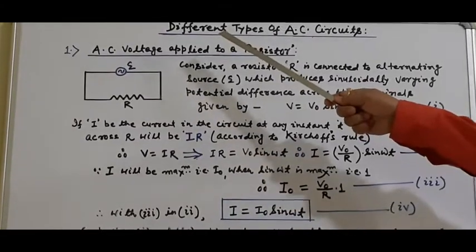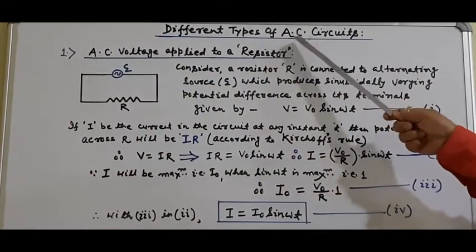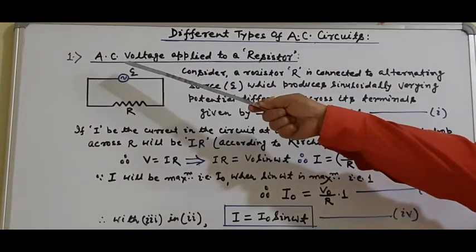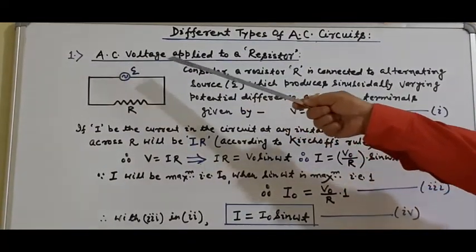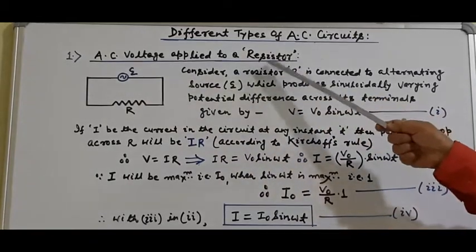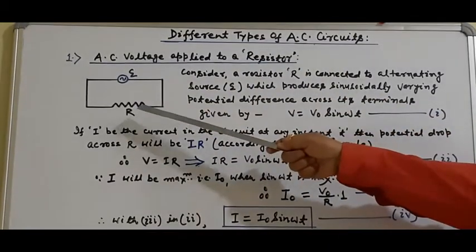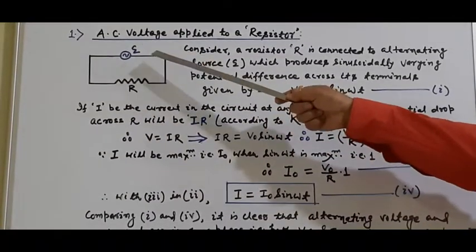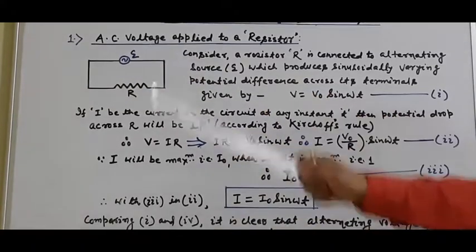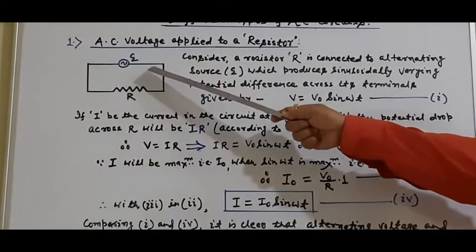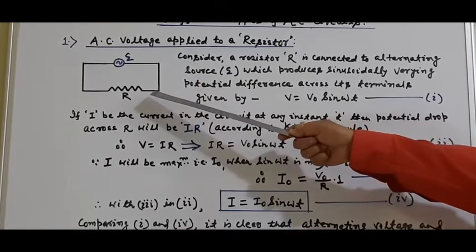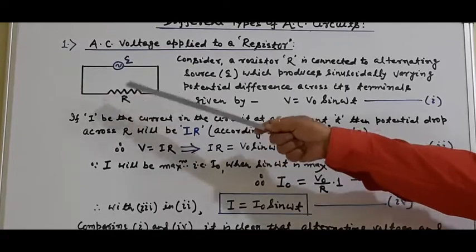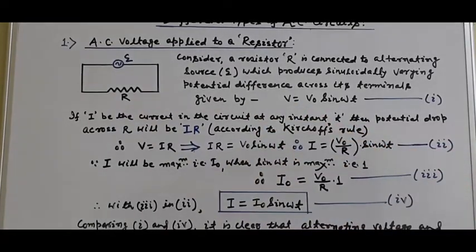Now we will discuss different types of alternating current circuits. So let us take the first circuit, that is AC voltage applied to a resistor. Here is a resistor of resistance R connected with an alternating source of EMF E. This alternating source will produce a varying alternating voltage across the terminals of this resistance, and then what the current will be in this circuit we shall determine.